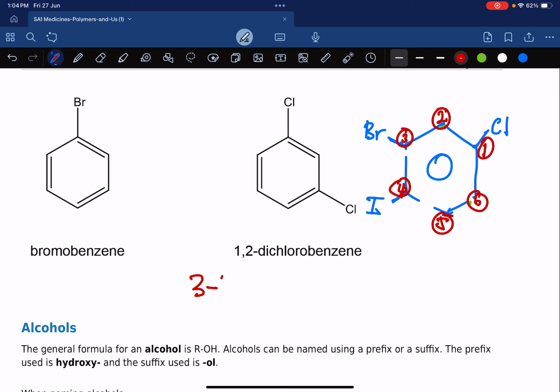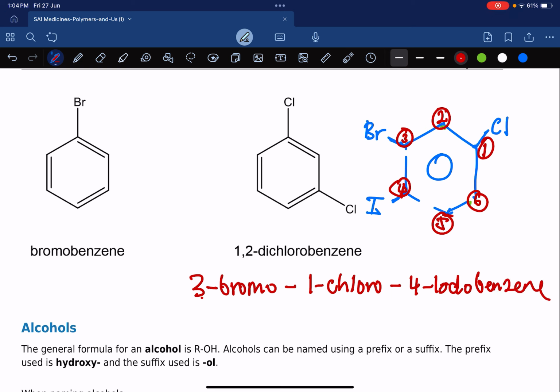So this will be called 3-bromo-1-chloro-4-iodobenzene. What's the number we're getting here? 3 plus 1 plus 4 is 8. We're getting 8. Yep. I think this is better than what I did just now. So this is the correct one.